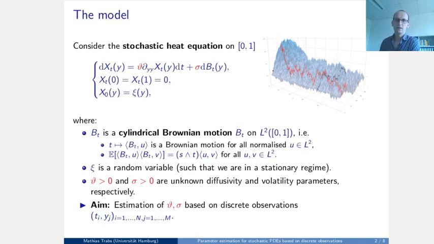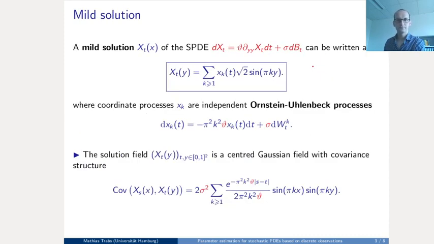Here in this image you see a trajectory with an initial condition given by a parabola. Throughout the talk we consider an initial condition such that the solution field here is stationary, which simplifies things a bit. Our aim is to estimate these two parameters based on discrete observations of this solution field.